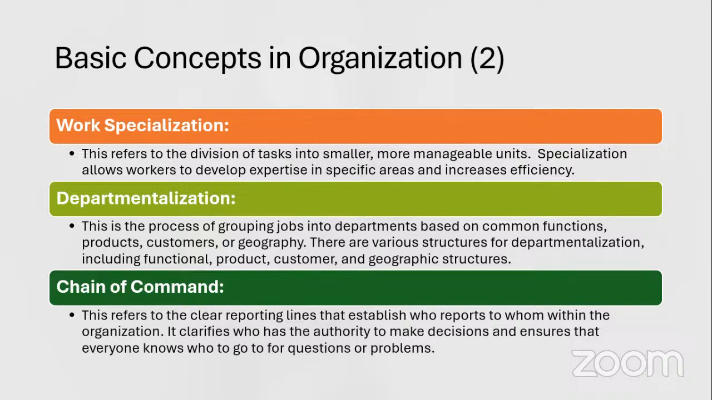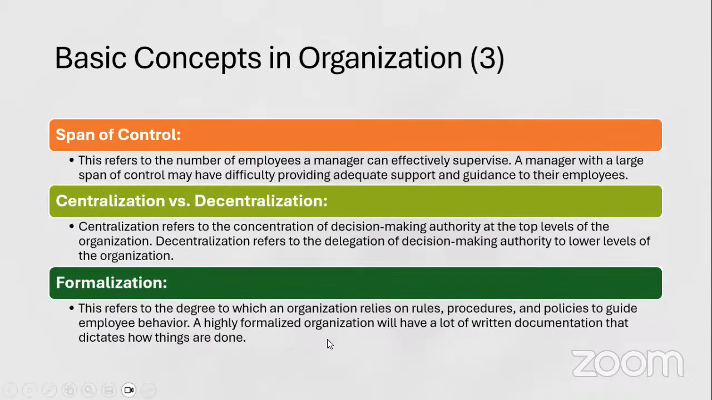They have the chain of command. Who are we reporting to? This refers to clear reporting lines that establish who reports to whom within the organization. It clarifies who has authority to make decisions and ensures that everyone knows who to go to for questions and problems. They have the span of control, the scope within which your authority can work. This refers to the number of employees under a manager.